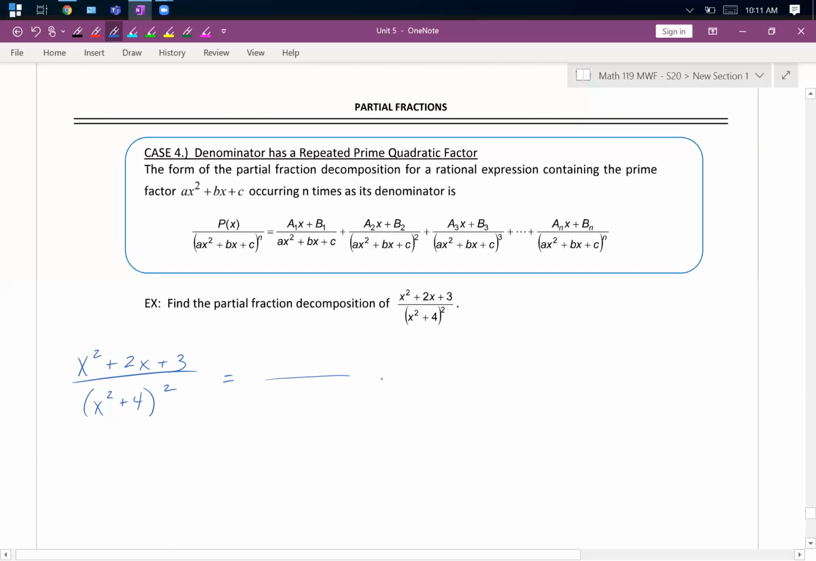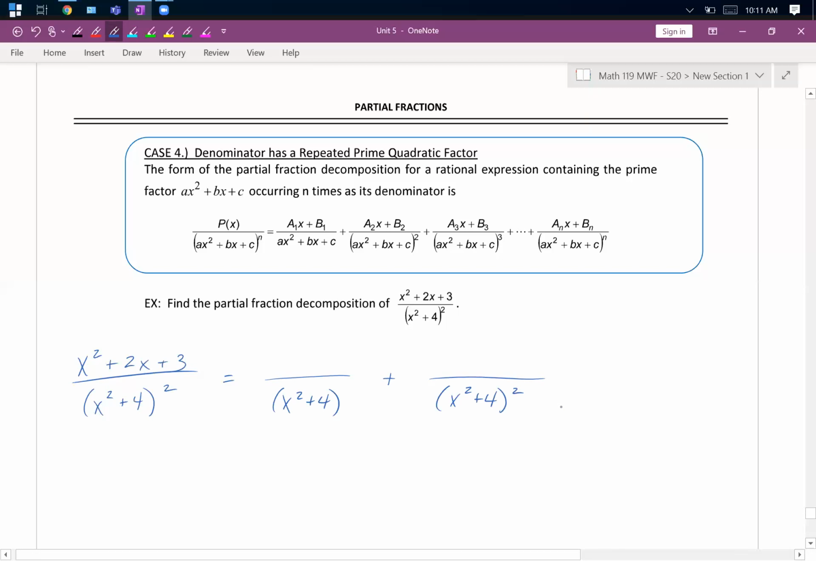Be brave. Anybody got an idea? I think that the denominators would be x squared plus 4, and then x squared plus 4 squared. That's perfect.